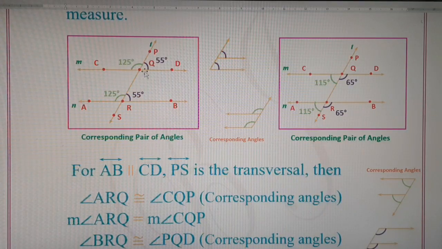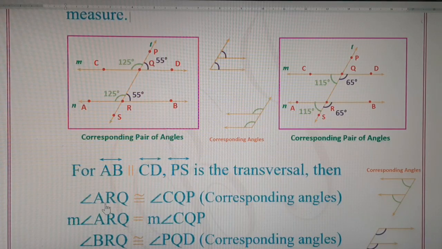So a line can be named by using two alphabets which denote the points situated on it, or it can be named by a single small letter to denote the line. Here we can say line M is parallel to line N and line T is the transversal.